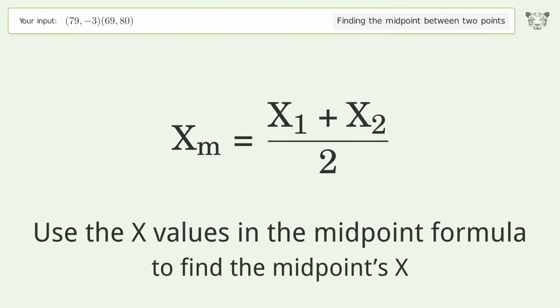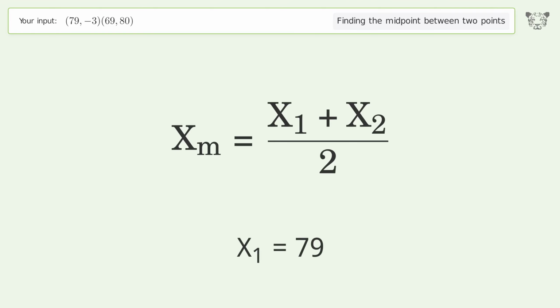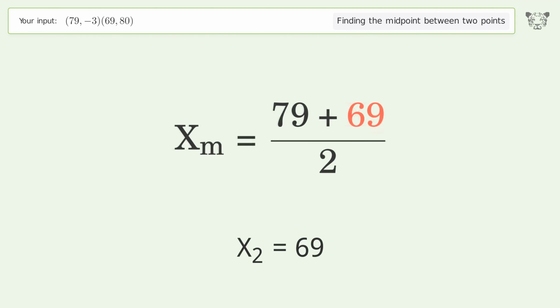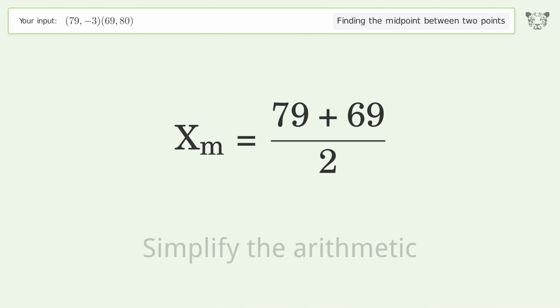Use the x values in the midpoint formula to find the midpoint's x. x1 equals 79. x2 equals 69. Simplify the arithmetic.